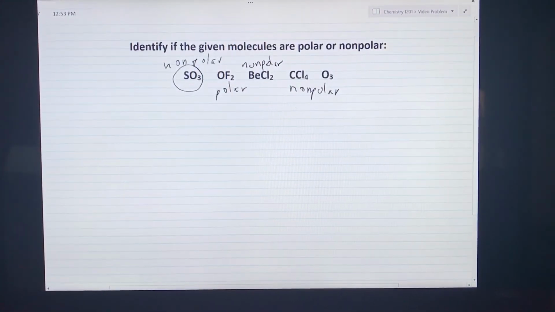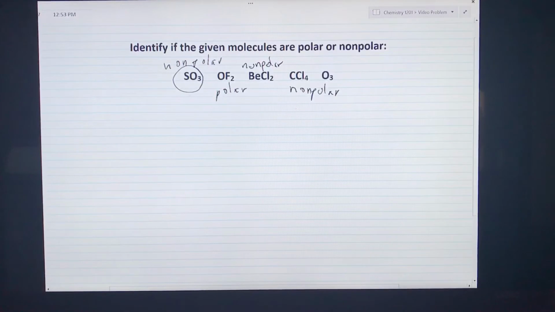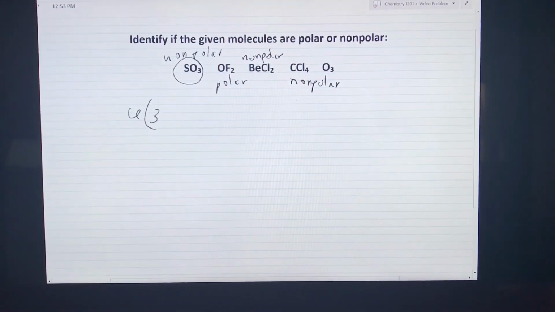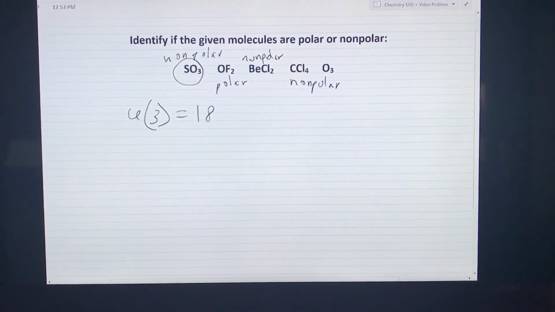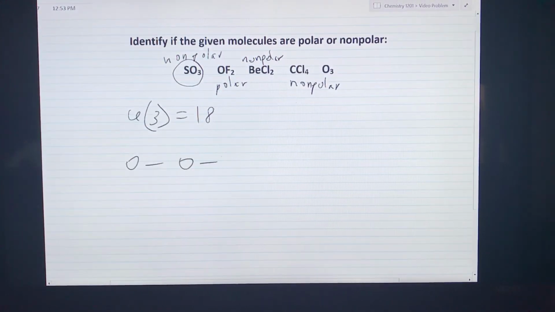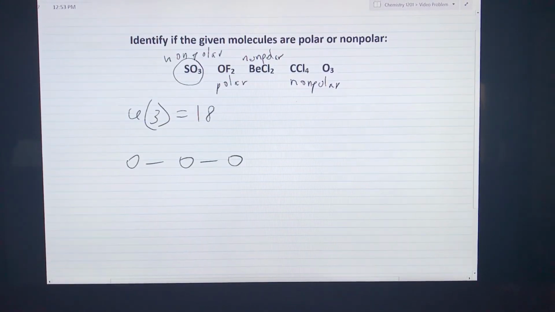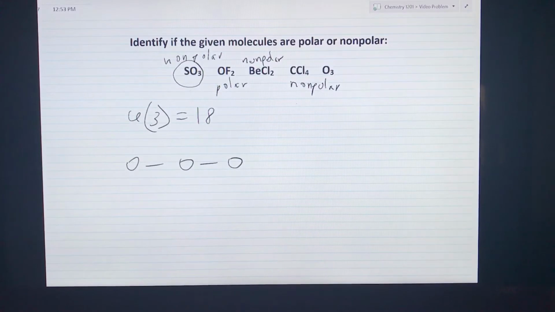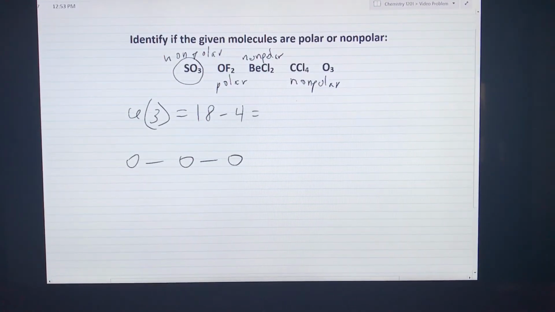Last but certainly not least, we have O3. Oxygen has 6 valence electrons, and there's 3 of them. So you multiply by 3, so it'll be 18. So when we draw it, it would be like this. Each bond has 2, so it'll be 18 minus 4, which will give you 14.